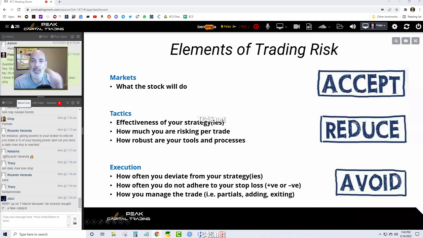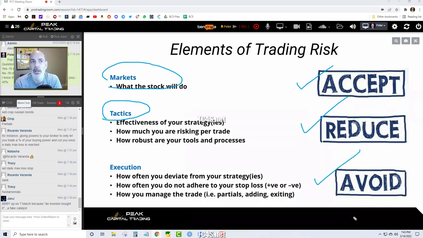And we have to think about that, right? There is necessary risk in entering a trade, which is why the necessary risk is the stuff we want to accept and reduce. The unnecessary risk is the stuff we want to avoid. Unnecessary risk is always self-inflicted. Like I have written here, not sticking to your stop losses, deviating from your strategies. That's all avoidable risk.